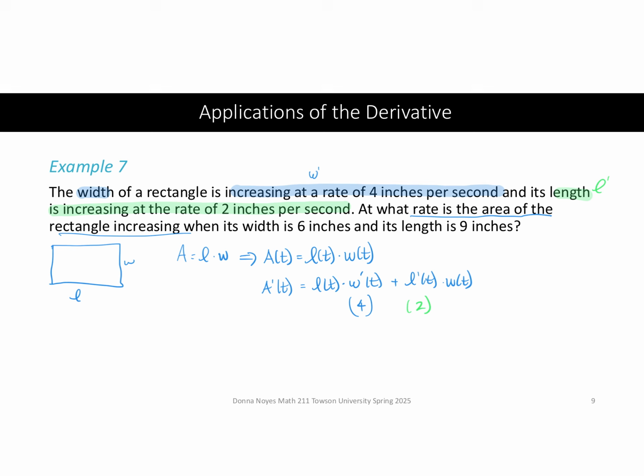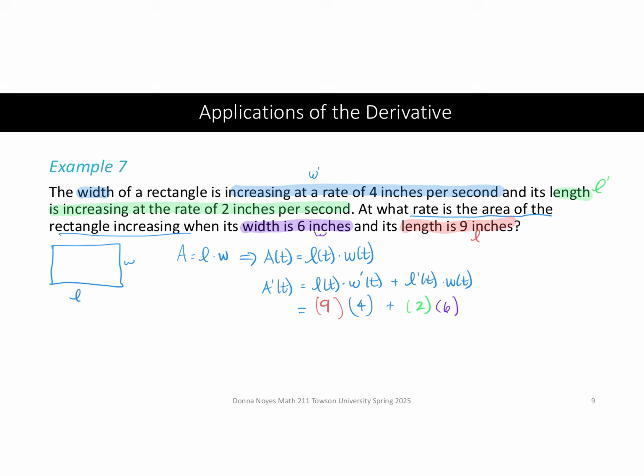And let's see what else we can find. At what rate is the rectangle increasing when its width is 6? So that's W. So W is 6. Okay. And let's see here. That means we just need L. Oh, there it is. L is 9. So L is 9. So we're going to take L times W prime plus L prime times W.